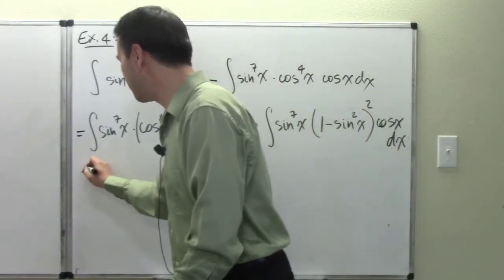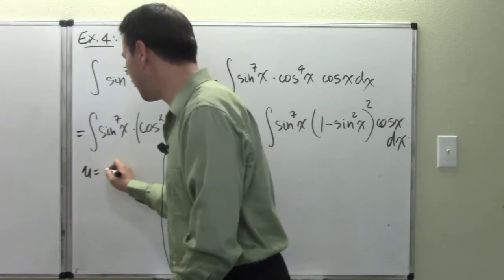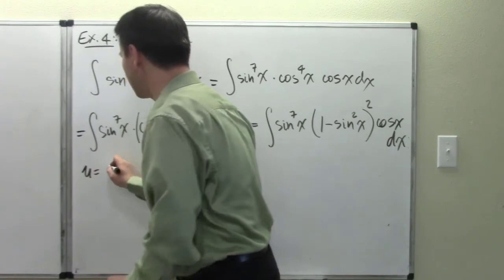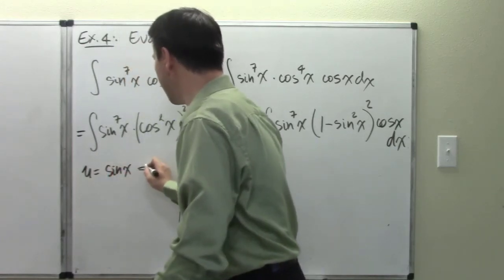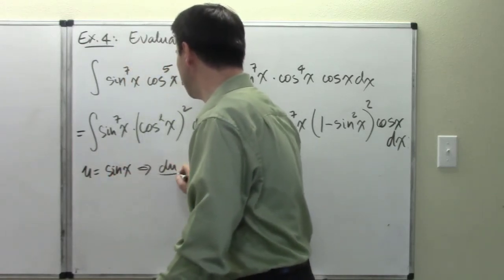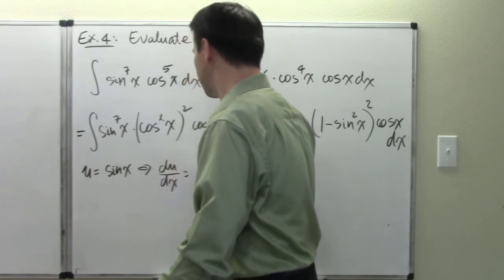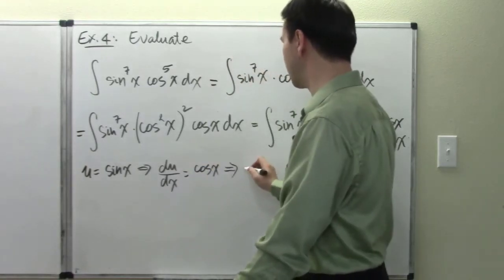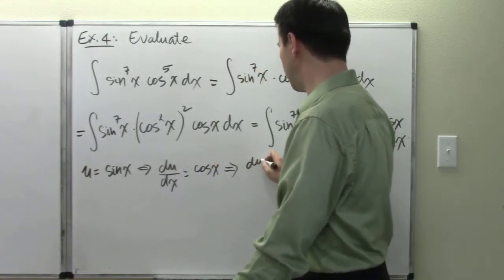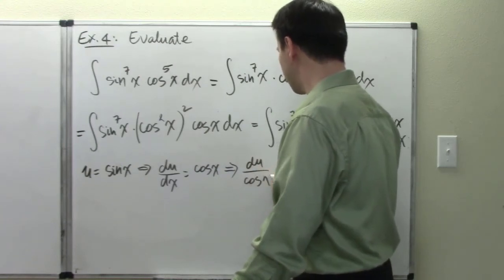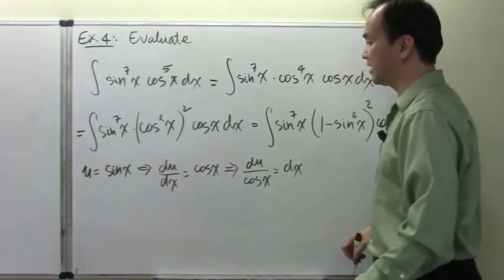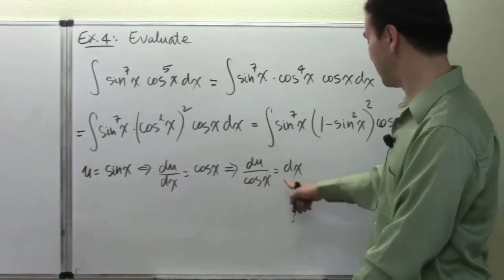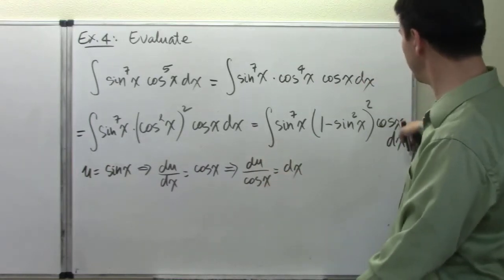I am now going to use a substitution for u equal sine of x. And so in that way, du dx is going to be cosine of x. And that means in the next step I can rearrange this and make that into du over cosine of x to equal dx. All right, and so I'm going to use that substitution for all the sine functions in here, and I'm going to use that du over cosine of x to substitute for this dx right there.